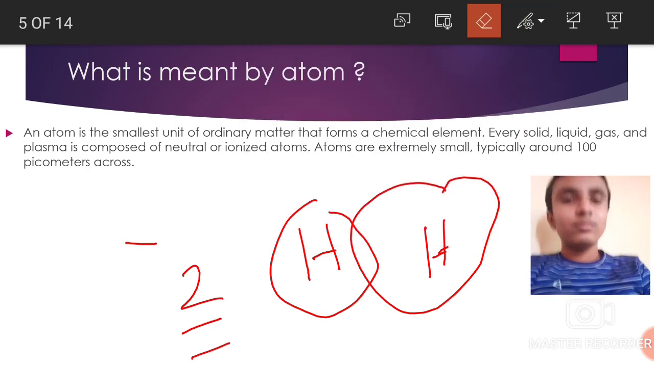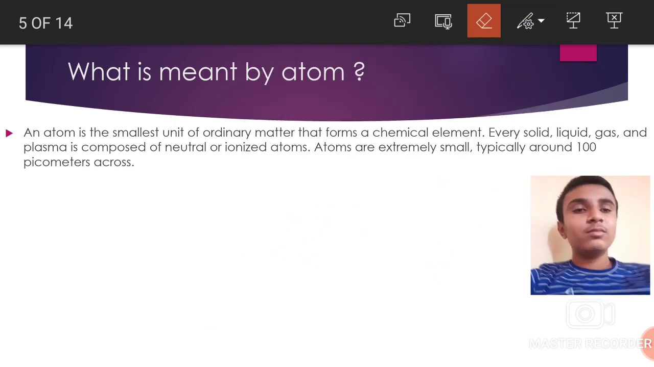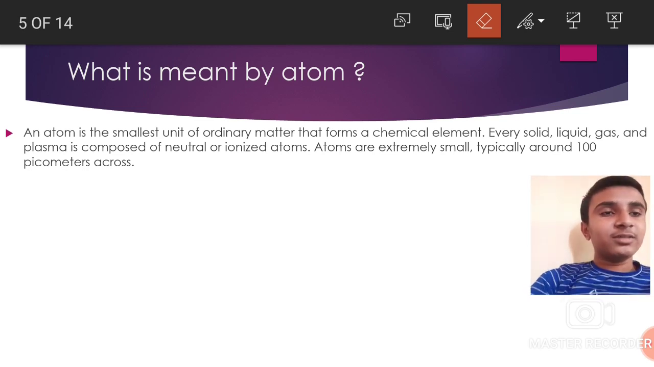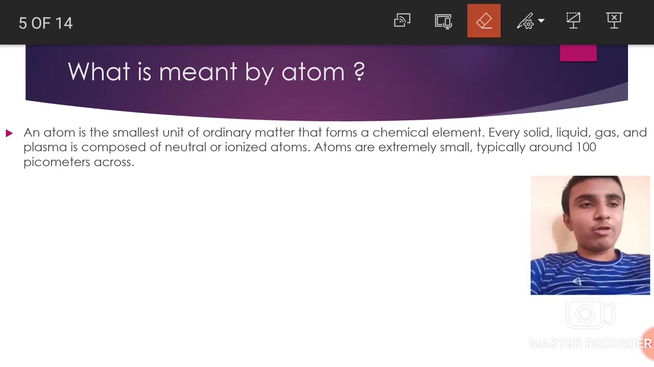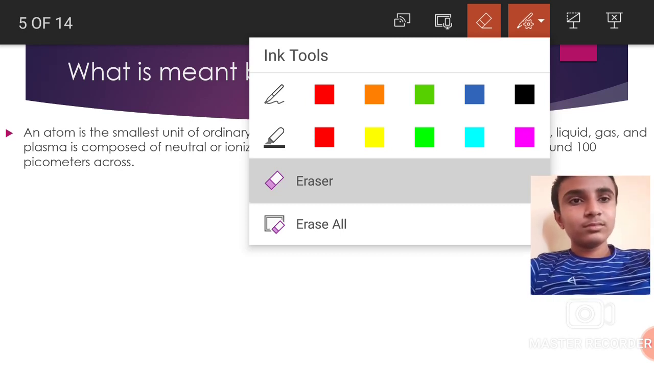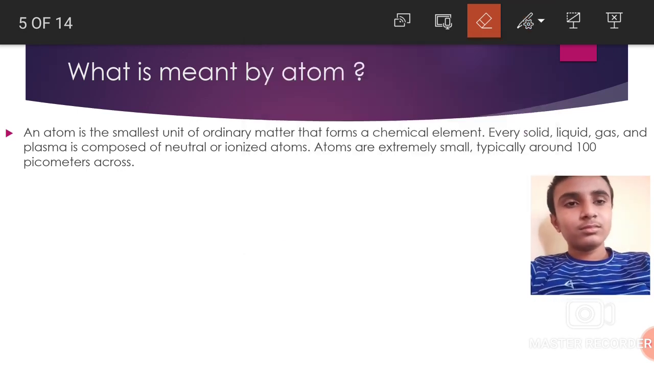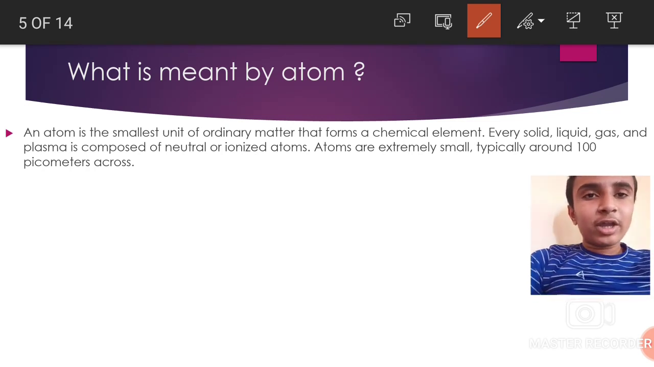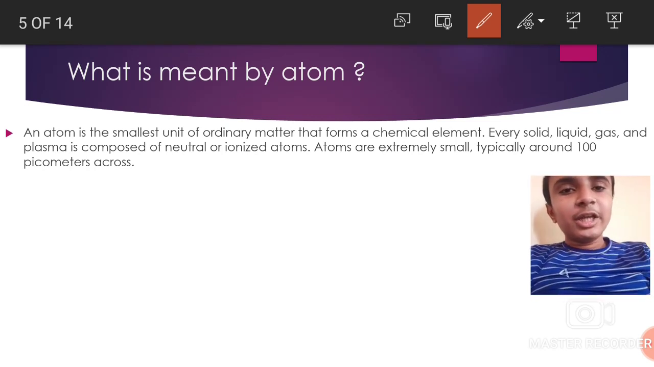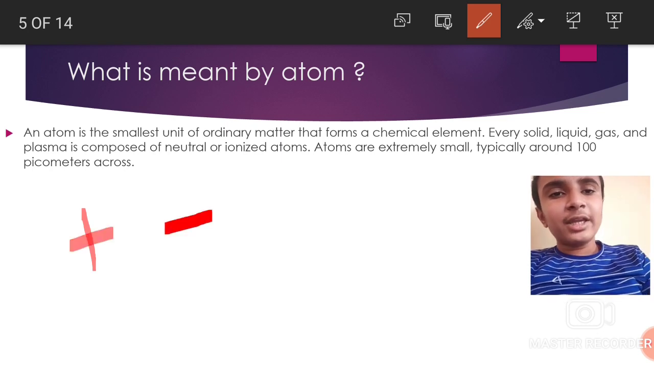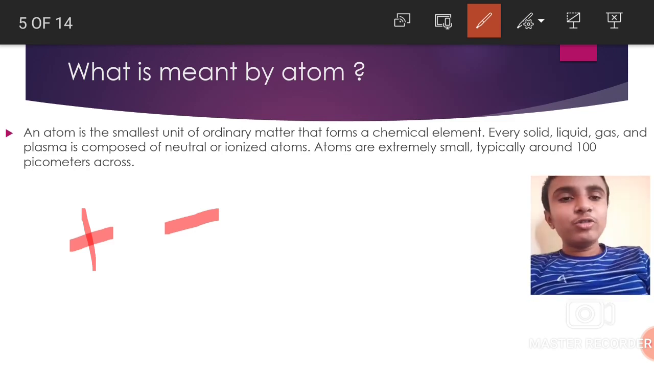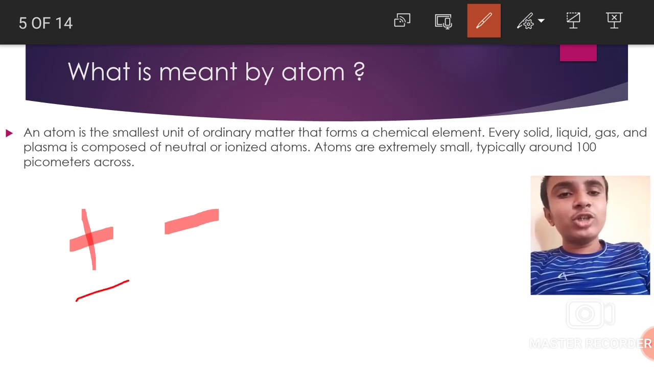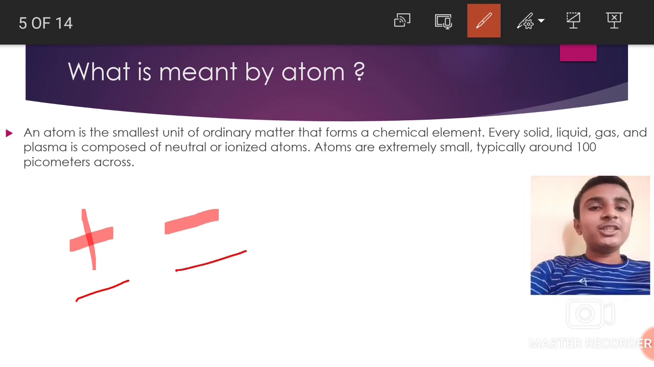Okay, friends, let me erase this. Let's move on to our next sentence, that is, every solid, liquid, gas, and plasma is composed of neutral or ionized atoms. Now, what is meant by neutral or ionized atoms? A neutral atom means it does not have a net positive or negative charge, means it has the same number of positive charges and negative charges, so it is a neutral atom.